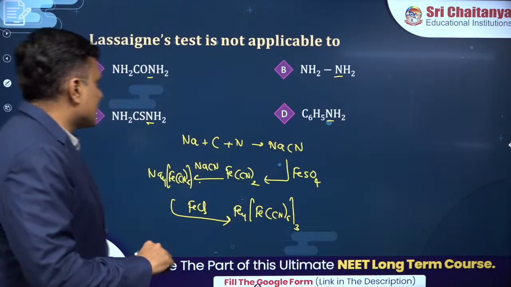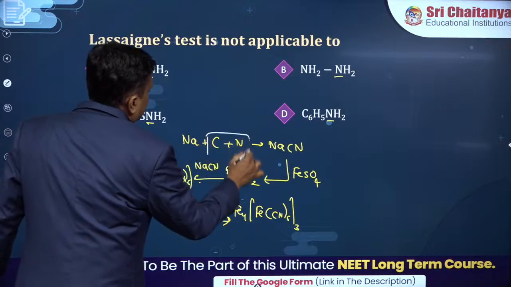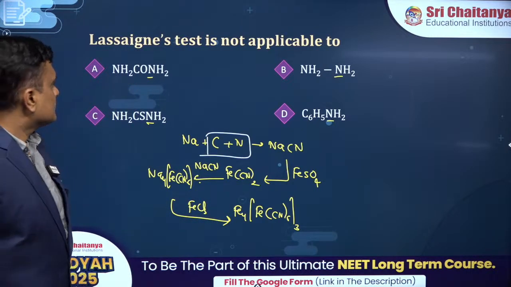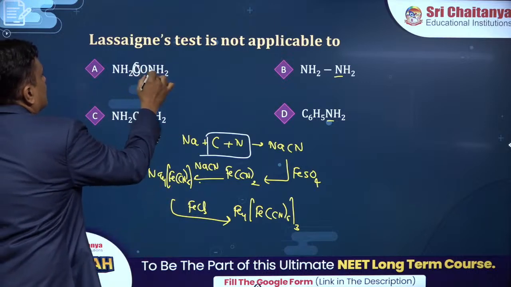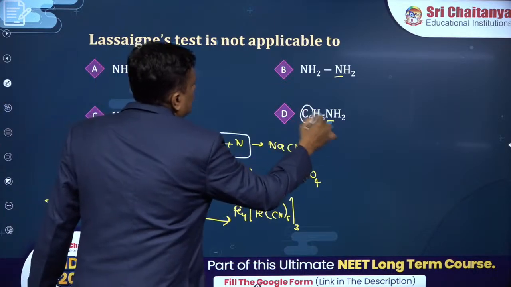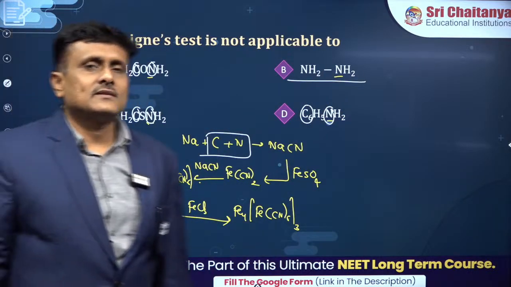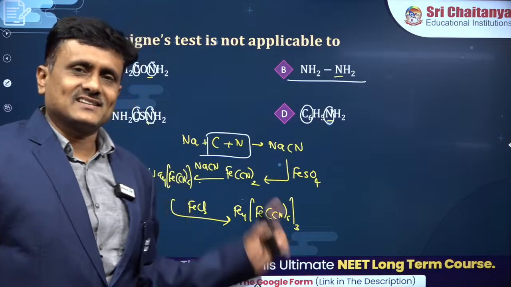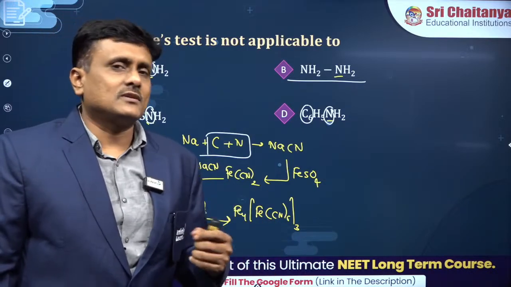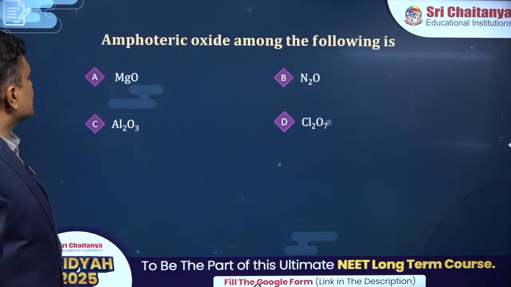For that, to start with, your compound should have carbon and nitrogen. So you can see all the compounds have carbon and nitrogen, except hydrazine, which does not have any carbon. So this is not applicable. Remember this. This is not applicable to a compound which does not have carbon. So this is a very important concept.